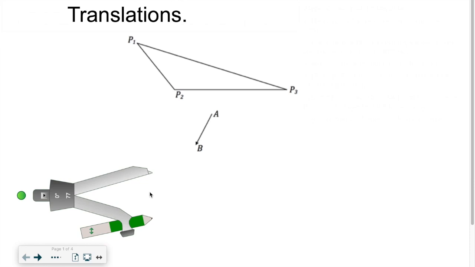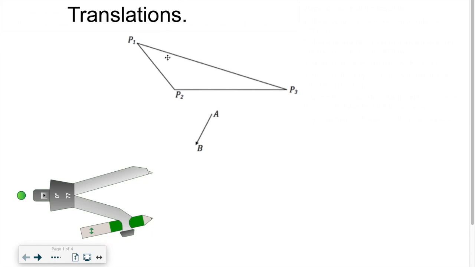Welcome to geometry, and today we look at our final rigid motion. We look at translations. So now, what is a translation? Well, a translation is just a slide. So we have a pre-image here.